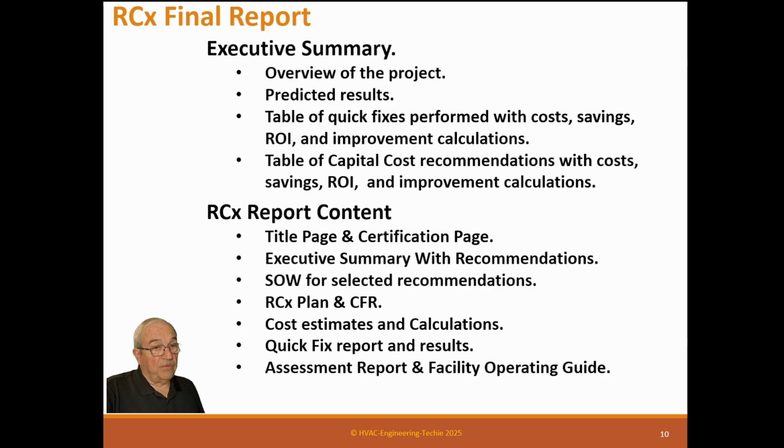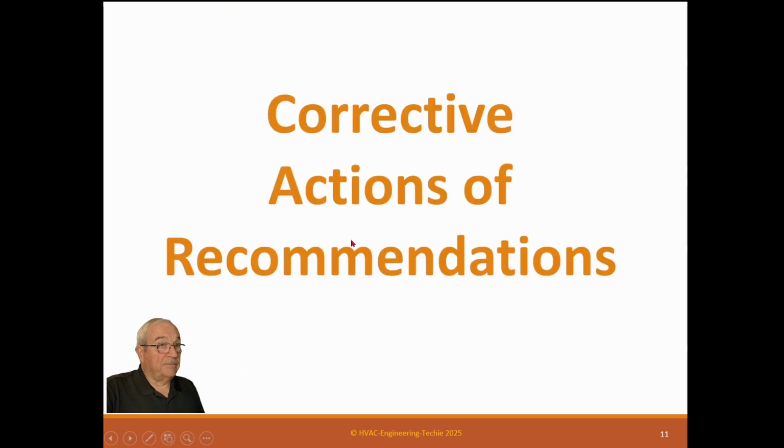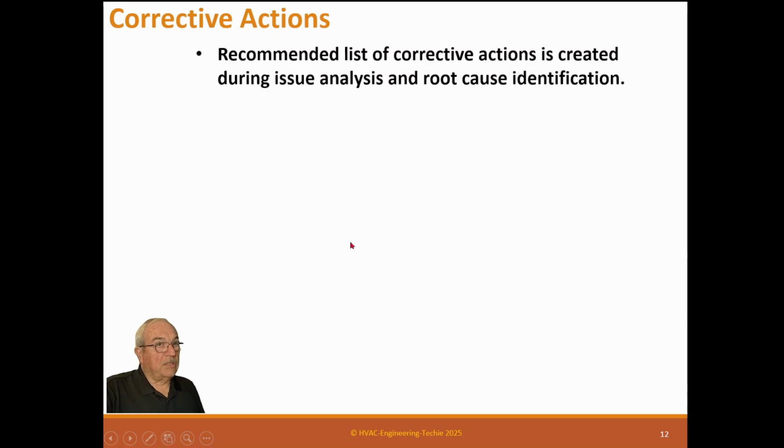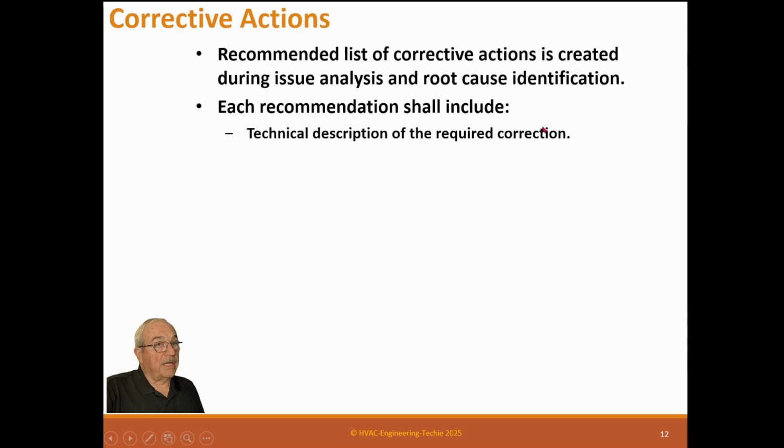So you're going to do a quick fix report, assessment reports, and facility operation guide, a bunch of data, testing and training documentation. So you have a whole bunch of data in here, but the important part is this executive summary. Corrective actions and recommendations. A recommendation list of correction actions is created during issue analysis and root cause identification. Each recommendation shall include a technical description of the required correction. This is what we want. This is what has to be done.